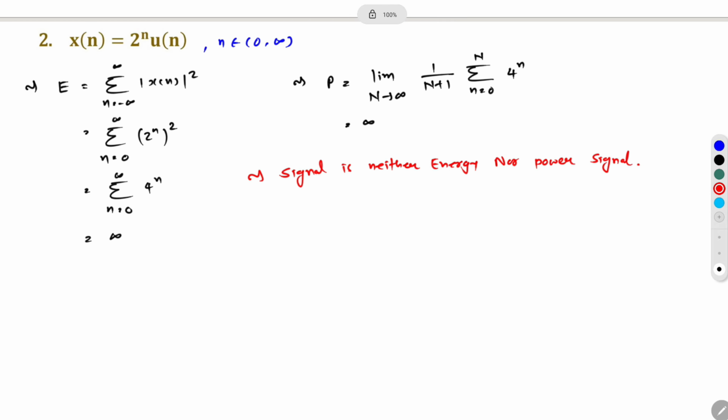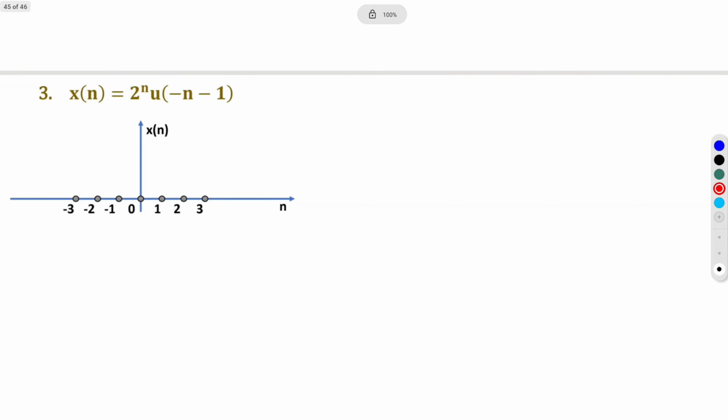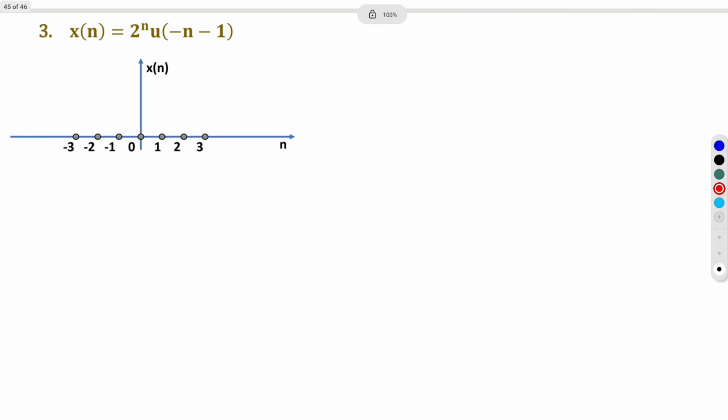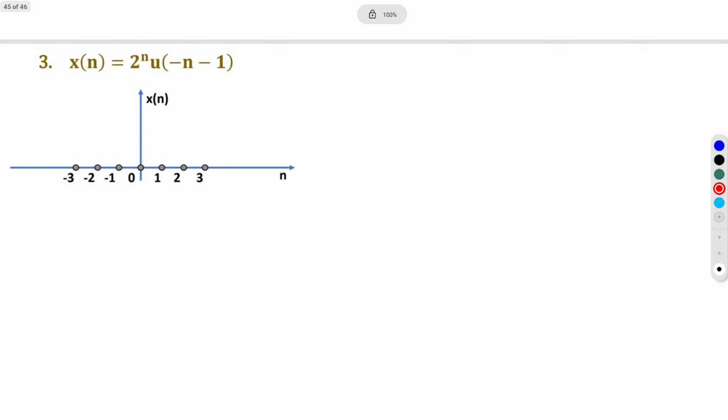Now let me solve the last problem of this video. See here, in the last problem, we have x of n equal to 2 to the power n u of minus n minus 1. Let me plot this signal first. After that, I'll explain how to calculate energy and power of this. Now see here we have 2 to the power n. So if you plot 2 to the power n, obviously it will look like this. It will be increasing exponentially. This is 2 to the power n, right?